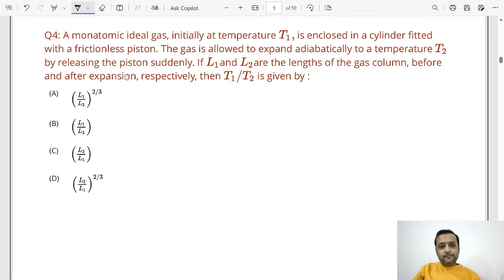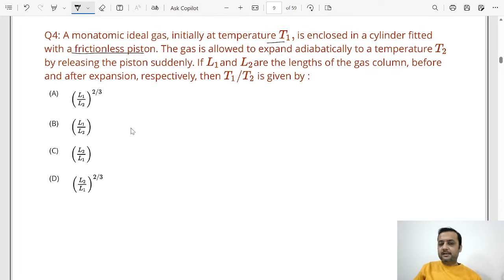In this question, there is a monatomic ideal gas initially at temperature T1 enclosed in a cylinder fitted with a frictionless piston. The gas is allowed to expand adiabatically to a temperature T2 by releasing the piston suddenly. If L1 and L2 are the lengths of the gas column before and after the expansion, then what is the value of T1 by T2?